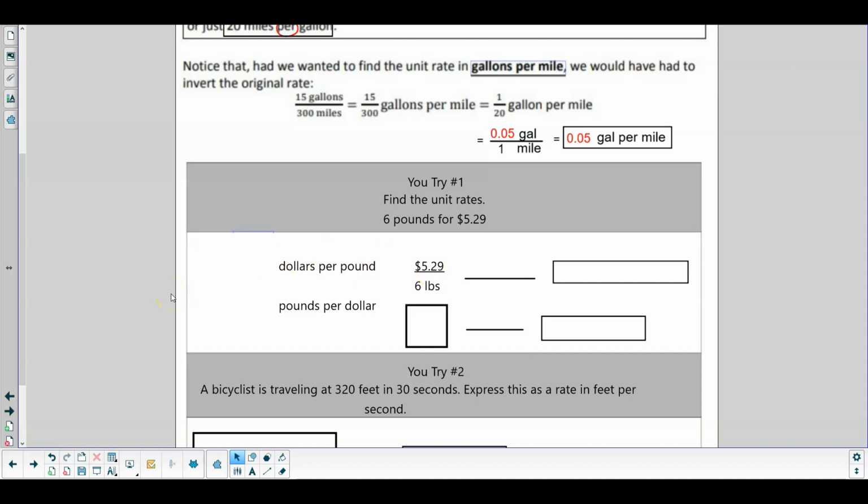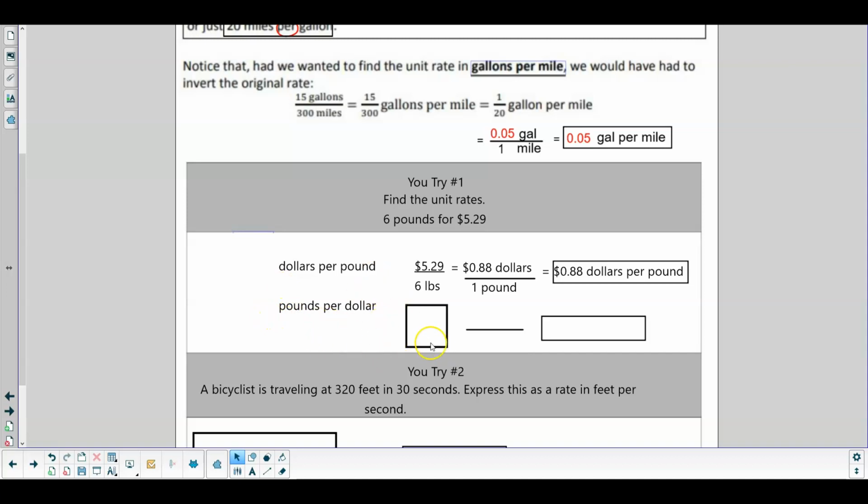So on dollars per pound, I have the 5.29 on top and the 6 on the bottom. And again, we want a unit rate. So if you just made the rate with this fraction, we divide those two numbers and we get $0.88 per 1 pound. So we just say it's 0.88 dollars, or 88 cents per pound.